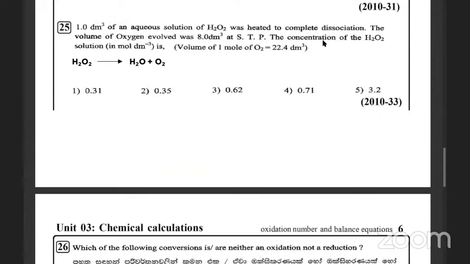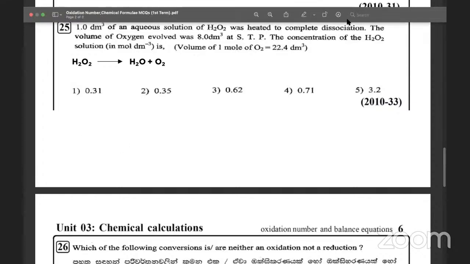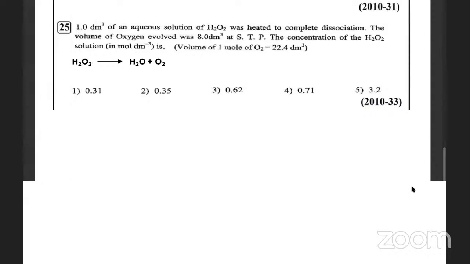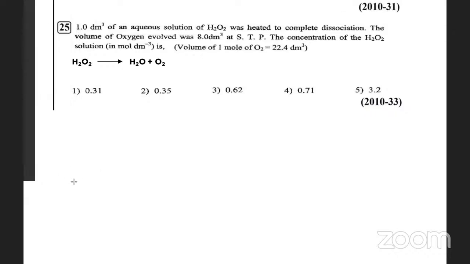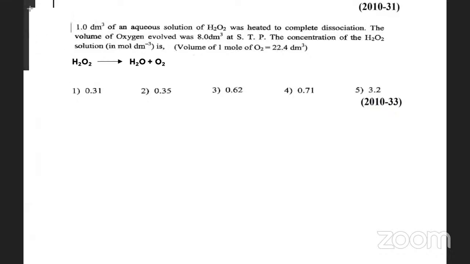Right, another chemical calculation. The reaction is provided to you, but again this reaction is also not a difficult one. I think it's there in O level also, the decomposition of H2O2. Right. 1 decimeter cube of an aqueous solution of H2O2 was heated to complete dissociation. The volume of oxygen evolved was 8 decimeter cube at standard temperature and pressure. STP means standard temperature and pressure. The concentration of the H2O2 solution.